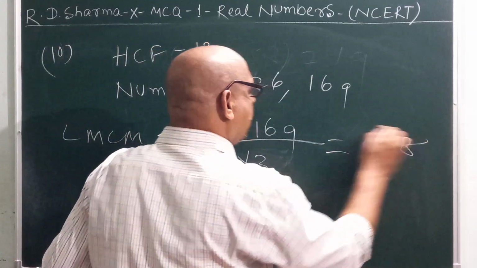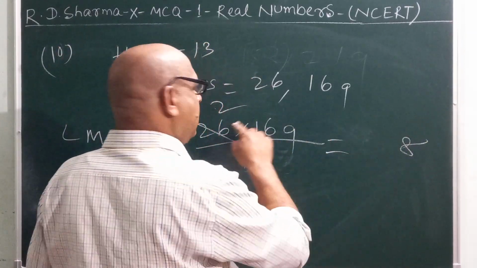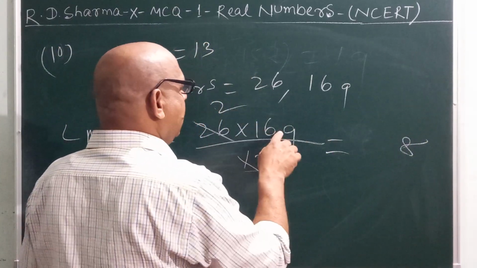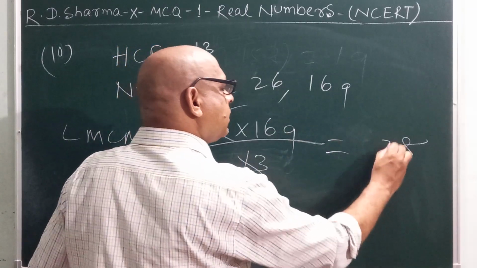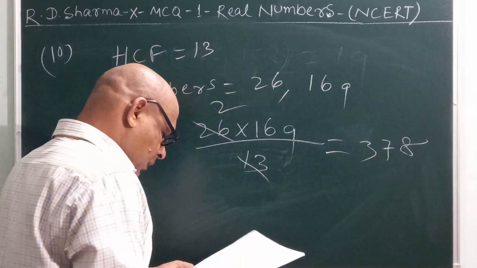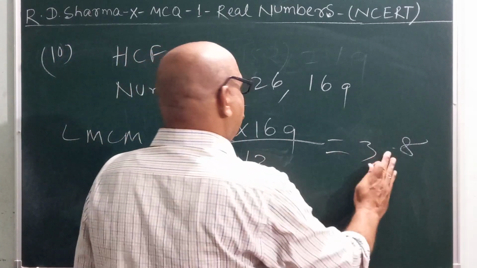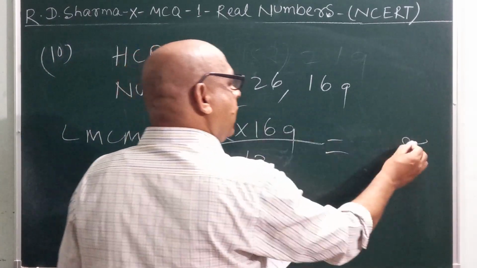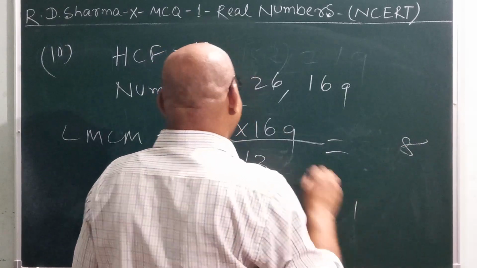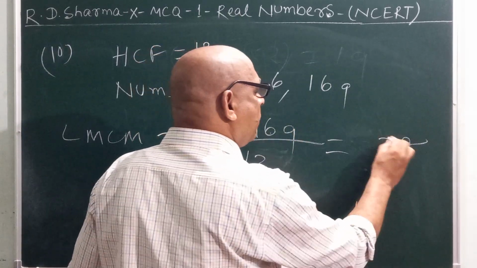2 nines are 18. 1 carry. 2 sixes are 12, plus 1 is 13. 378. HCF is 13.